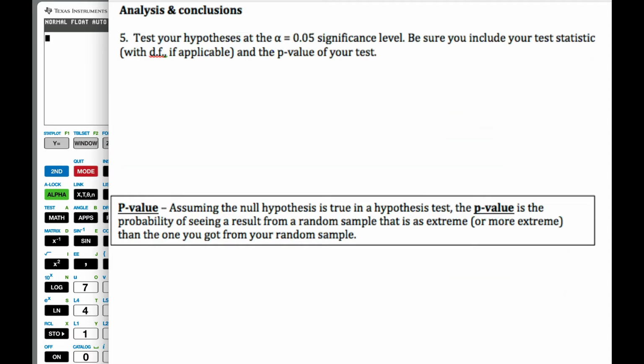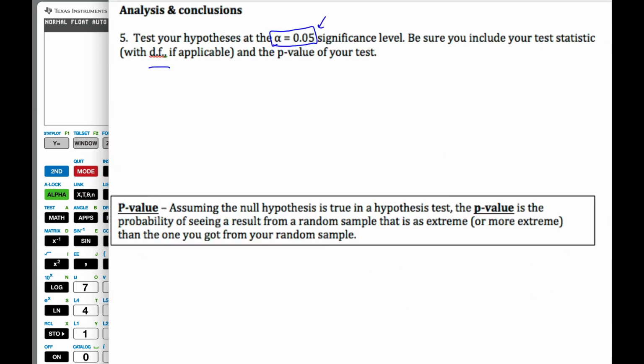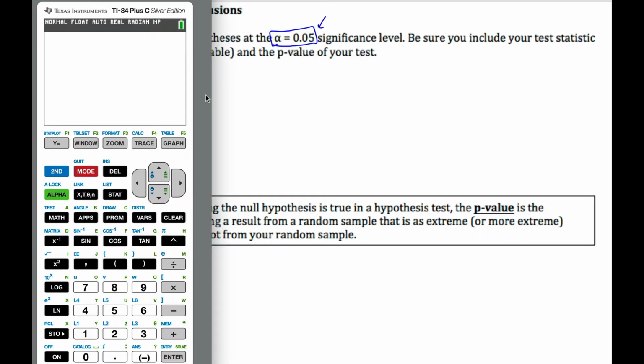The next thing I want to do is test my hypothesis at an alpha level of 0.05. We're going to talk more about what that means in just a moment. That 0.05 significance level is alpha. Be sure to include your test statistic and the degrees of freedom where applicable. I've already named my test and shown the numbers. Now I have to show my computation. So I'm going to do a one-sample t-test.